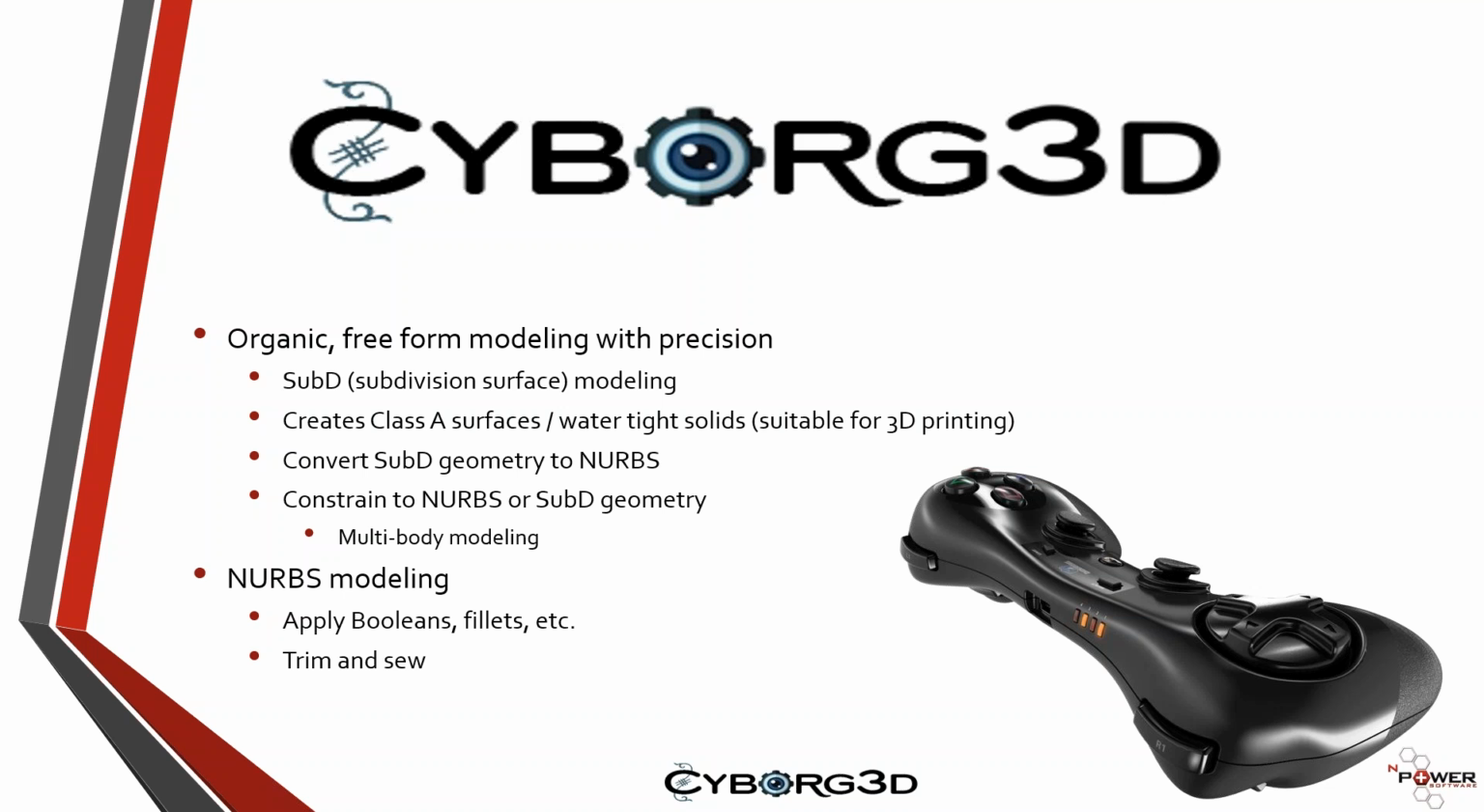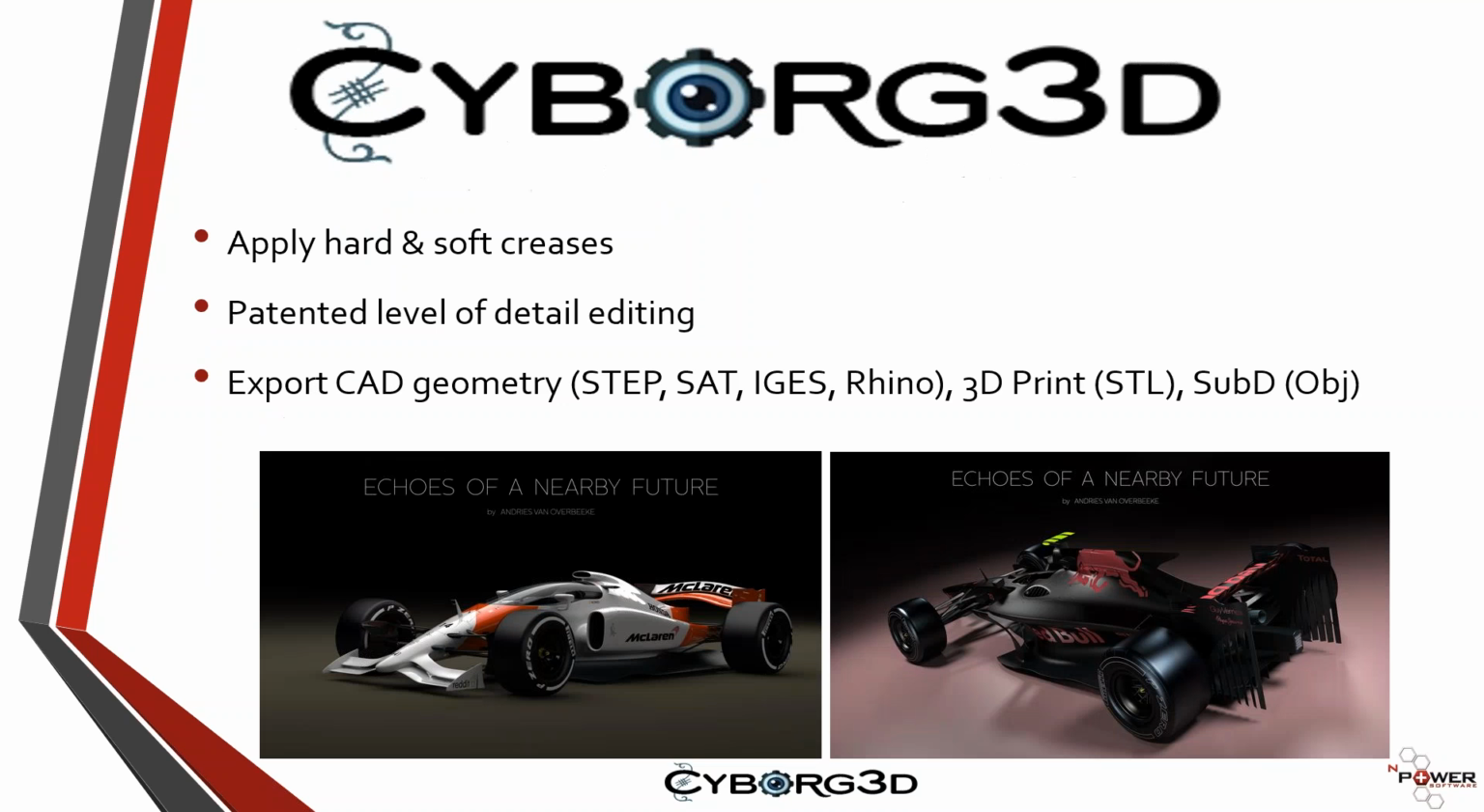And because of that integration, we can constrain between SubD geometry and NURBS geometry, and also between SubD geometry in itself. So you can do multi-body modeling that combines a number of different forms together into a single body or element. And then we also allow the NURBS type commands like booleans and filleting and shelling and such, and trimming and sewing of surfaces.